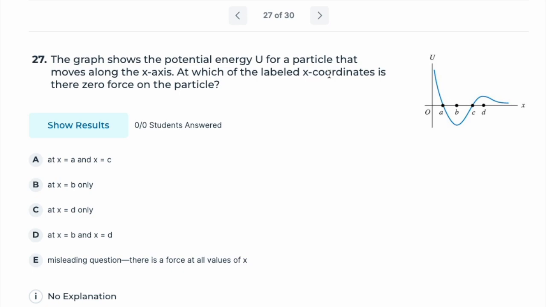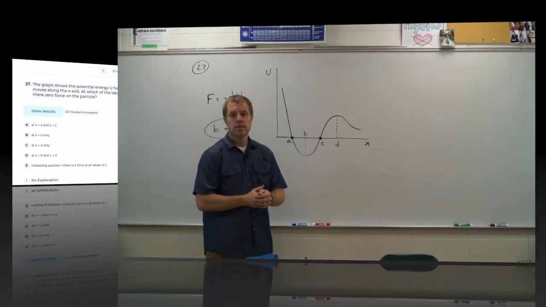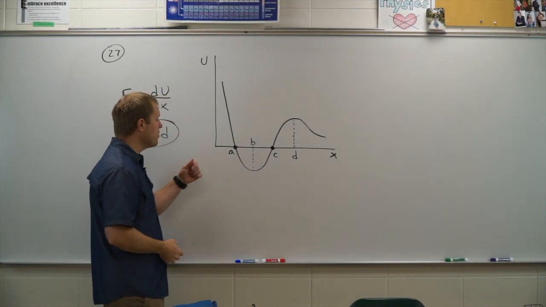The graph shows the potential energy U for a particle that moves along the x-axis. At which of the labeled coordinates is there a zero force on the particle? All right, so 27 wants to know where the force is zero.